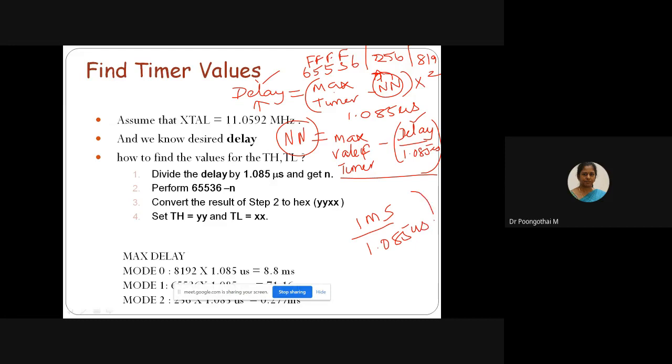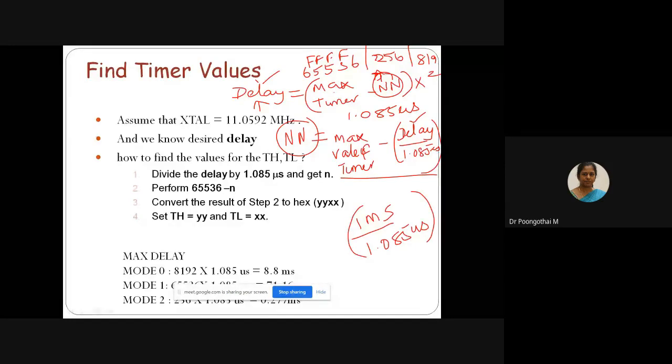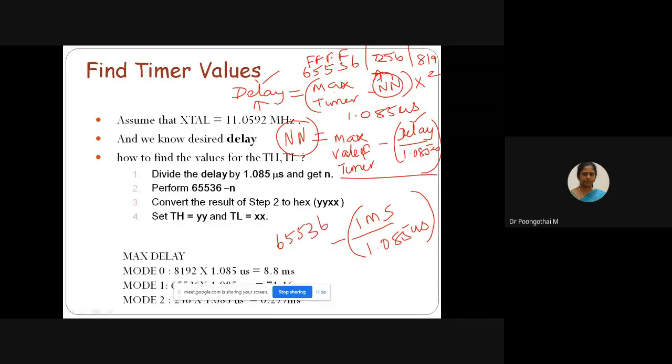First you calculate this one and subtract this value from the maximum value of the timer. In case of mode 1, the maximum value is 65536. So 65536 minus this value, and after that we will get the higher order and lower order register values. So we have to load the value into LSB and MSB. Please note down the formula.